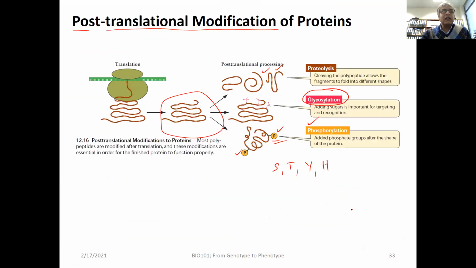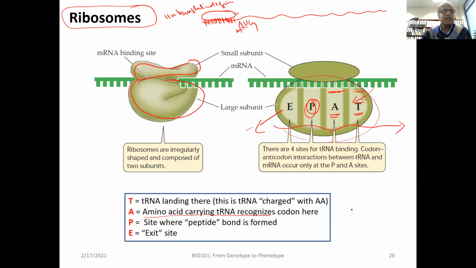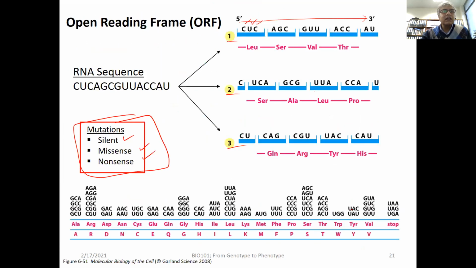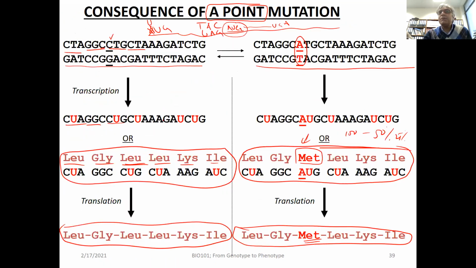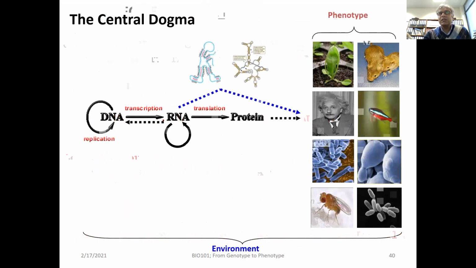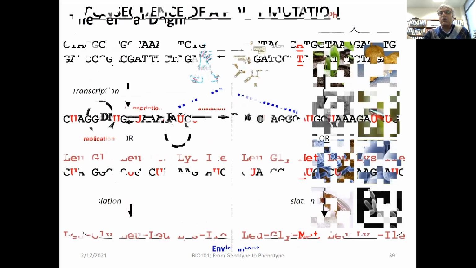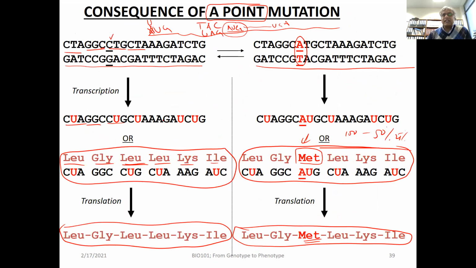But there were other things as well. I said there could be silent mutation as well. And there could be nonsense and missense mutations. What are silent, missense, and nonsense mutations? We just talked about a mutation, a change in nucleotide sequence. Okay. Now, what is a missense mutation?